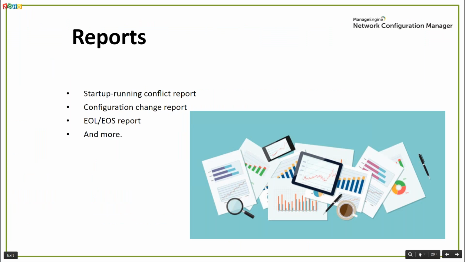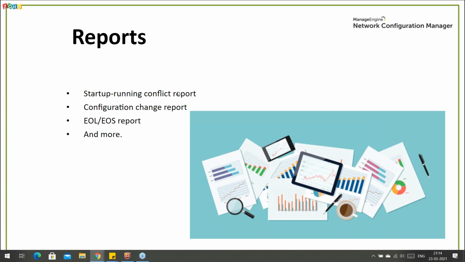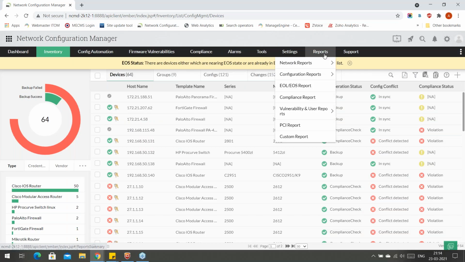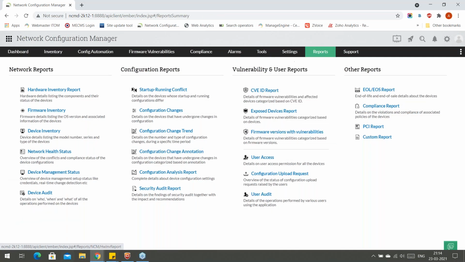NCM comes with a bunch of holistic reports that you can use for network compliance checks or network audits, or you can just save them for later, which can again be used for audits. The reports available here are startup running configuration conflict report, configuration change reports, EOL/EOS reports, and we have another bunch of useful reports as well. You can click on the reports button here to view all the available reports.